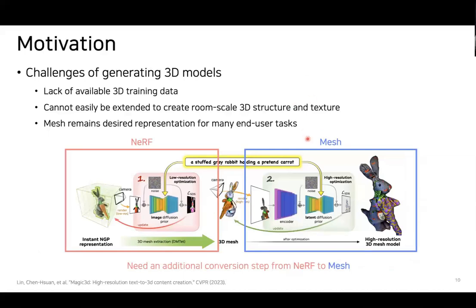Finally, mesh representation is still desired in many end-user tasks. Magic3D is one of the prominent works in 3D content generation using a text-to-image generative model. If we want to get a mesh in Magic3D, an additional conversion step is required to transform from the implicit representation, NeRF, to the explicit representation, mesh.